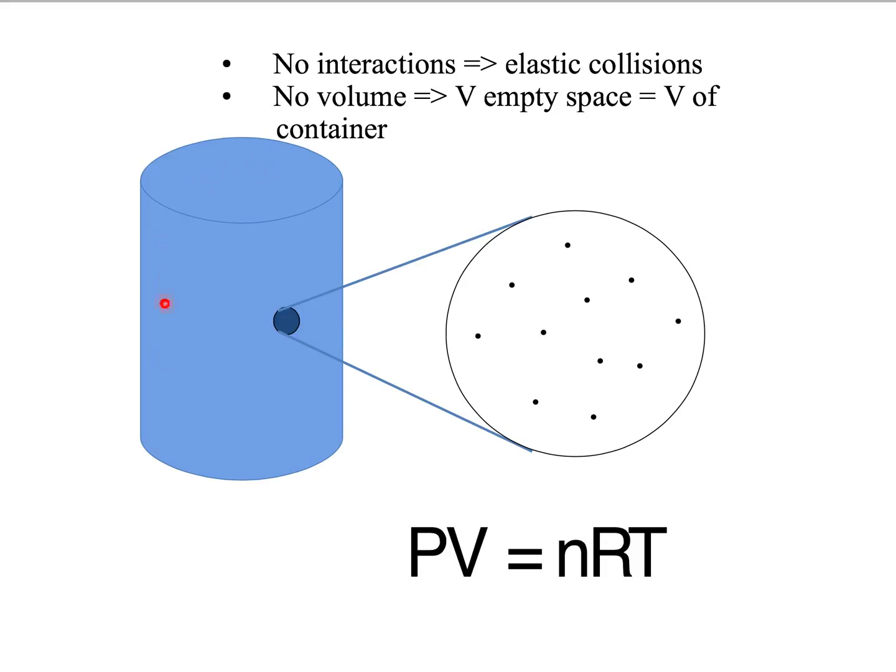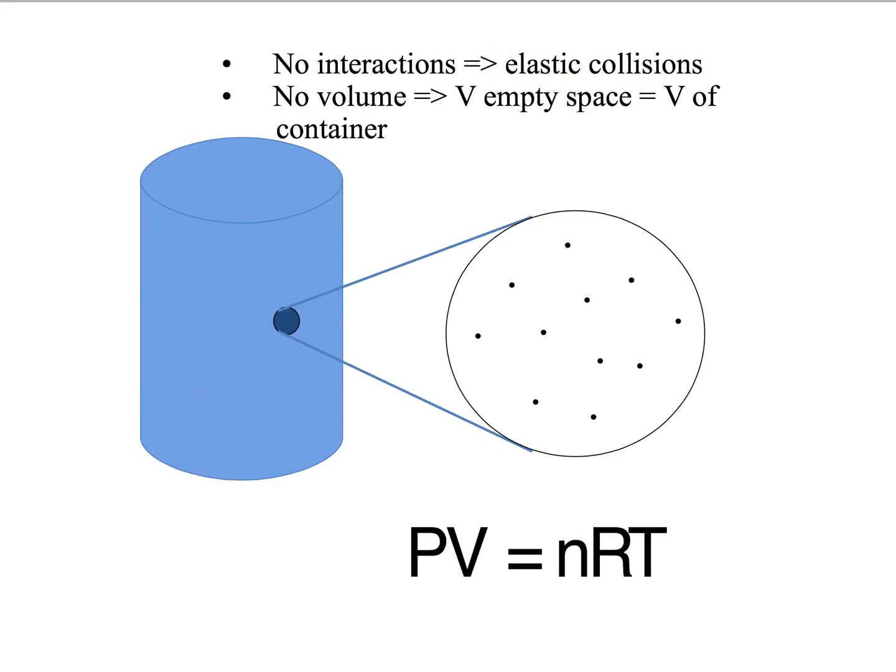If we have a system containing gas particles, in general we know that those gas particles take up some volume in the container. In addition, those gas particles interact with one another. However, to make our problem simpler, we're going to consider the case where there are no interactions between gas particles, which means that all collisions between gas particles are elastic collisions.